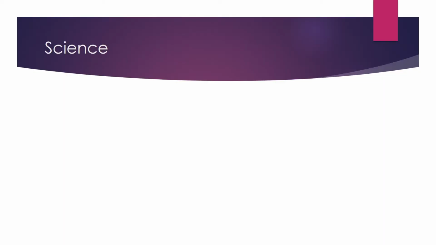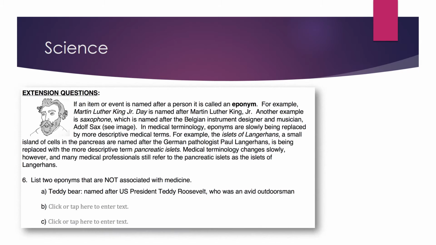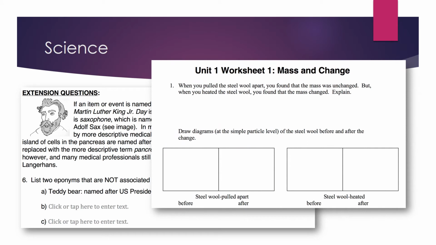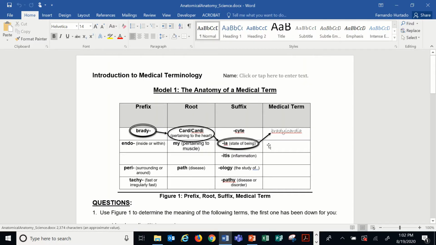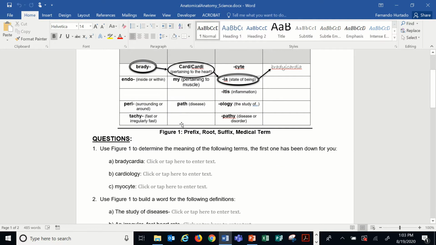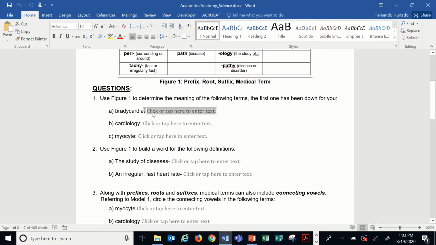Now I'm going to show you how to use the mini translator in Microsoft Word. And for this example, I'll be using a science assignment. As we did before, you want to make sure that your Word document is easily accessible. You can download your Word documents on your desktop or a flash drive. I'm going to go ahead and open up the science document. As you can see here, the topic of this assignment is learning about medical terminology. There are some questions that need to be answered.